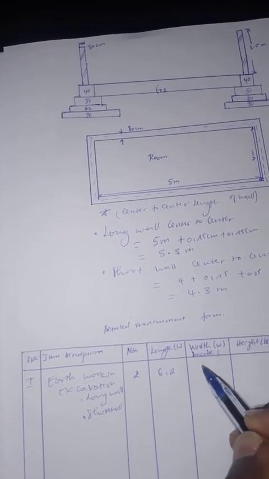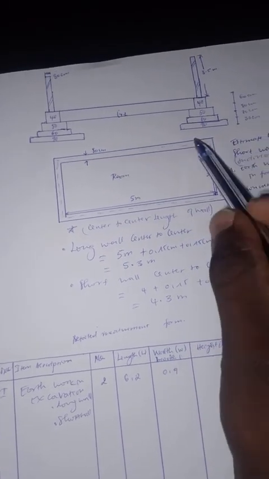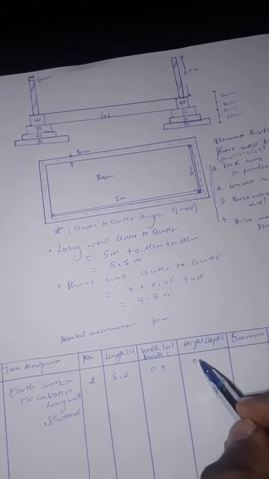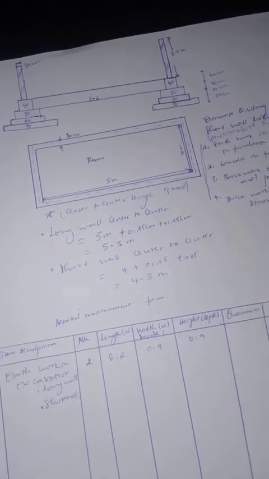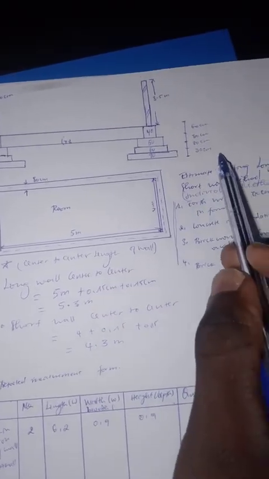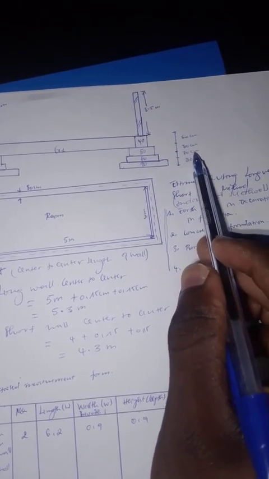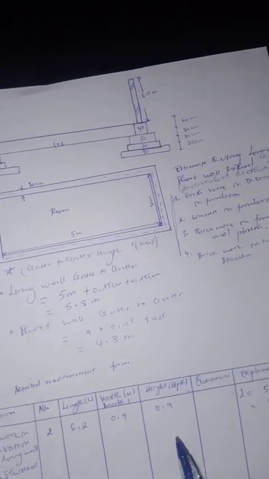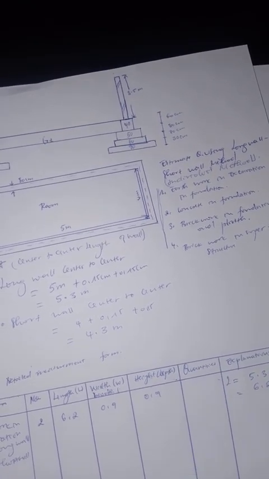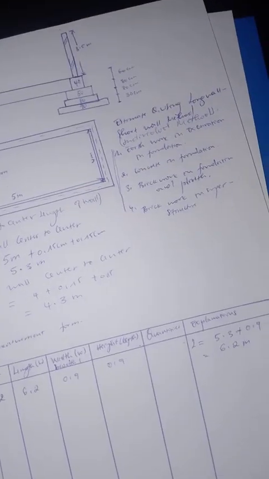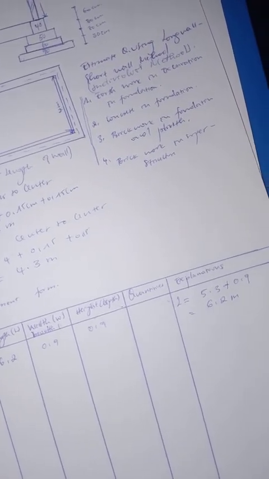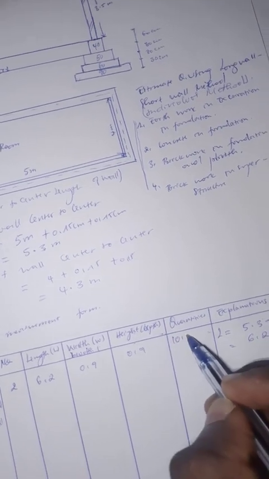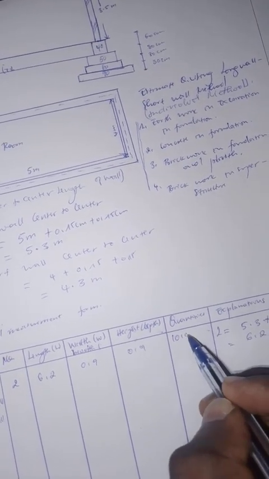Then the width is equal to 0.9, from here up to here. The height we use is 0.9, an addition of 30 plus 30 plus 30 equal to 90 centimeter, or 0.9 in meter. Then the quantity here, by using a calculator, is equal to 10.04.